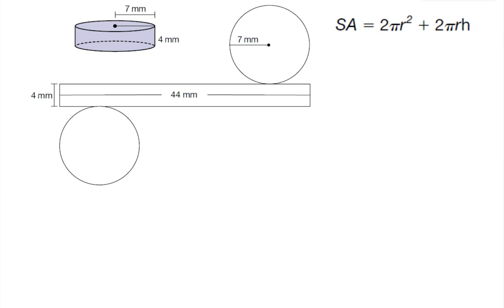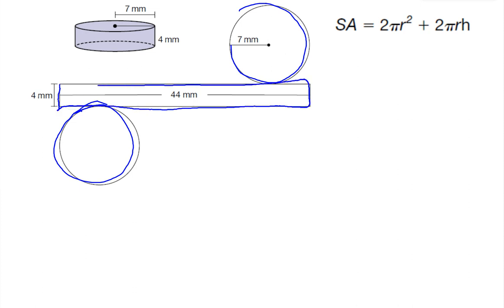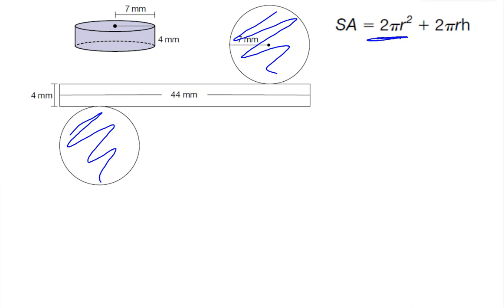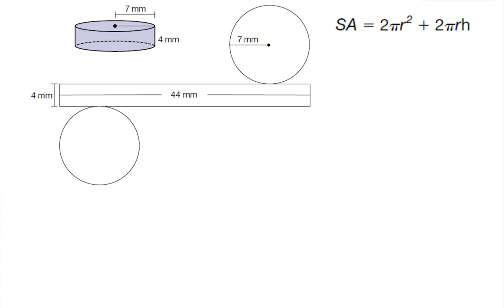Now for a cylinder, it's a little bit more complicated, because on a cylinder we have 2 parts that are circles, and then the piece that wraps around them is a very long rectangle. So to find the surface area, you have to find the area of both of the circles, which is 2 times pi times the radius squared. And then you have to find the area of the big long rectangle, whose length is the circumference, which is 2 times pi times the radius, times the height.